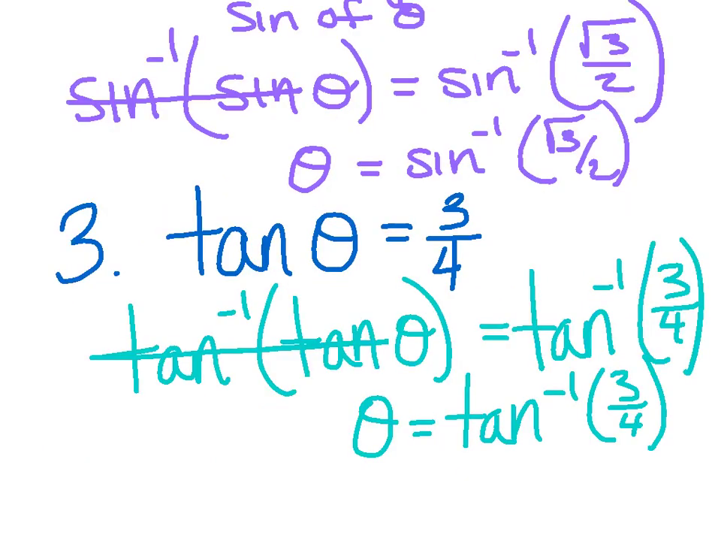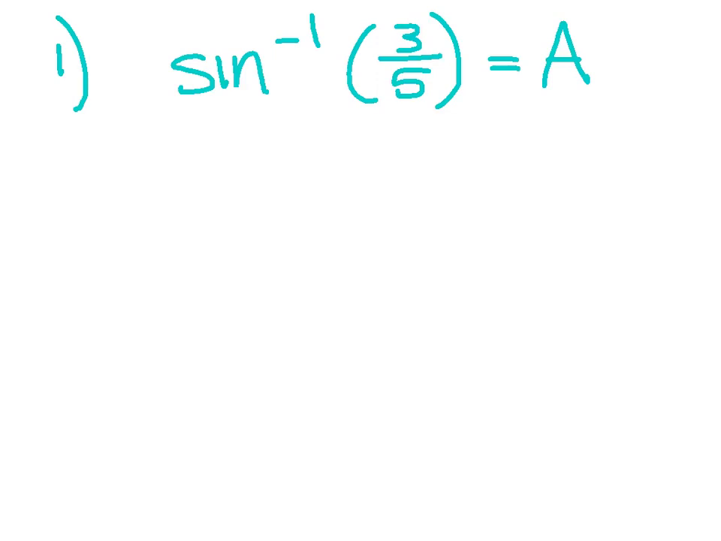Quick check. All I did, no shortcuts, was write tan inverse in front of both sides. Those zapped out, and theta equals tan inverse of 3/4. All right, now I'm going to write it the opposite way. Sine inverse of 3/5 equals A.